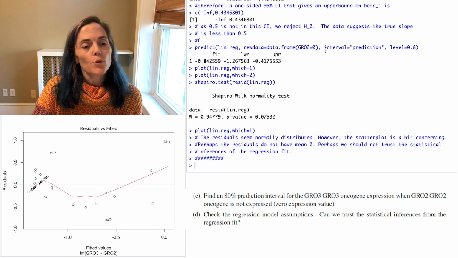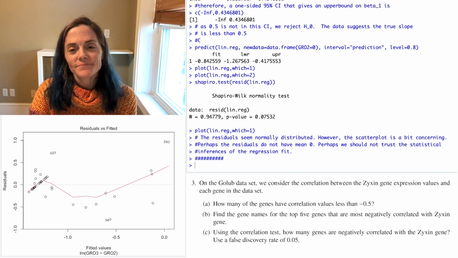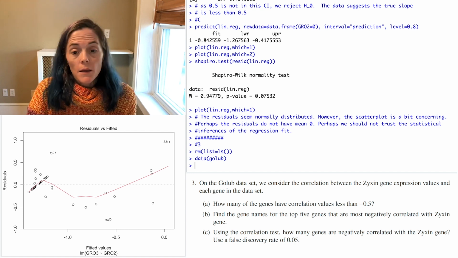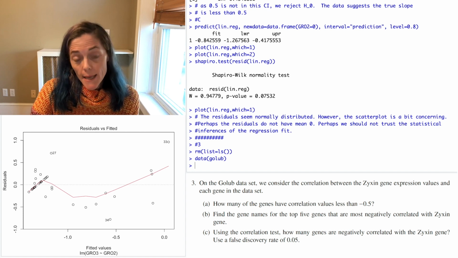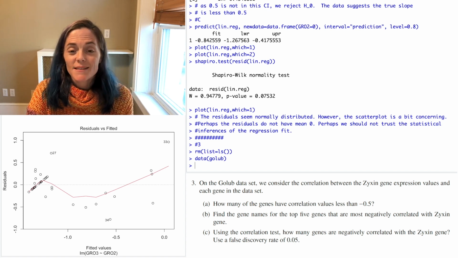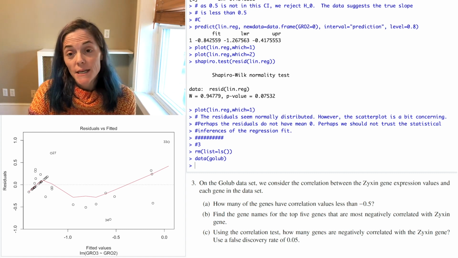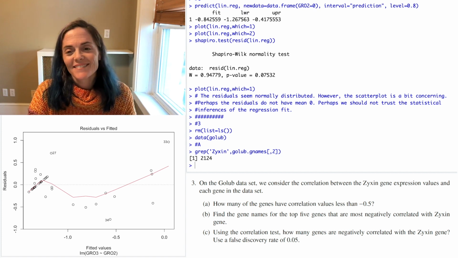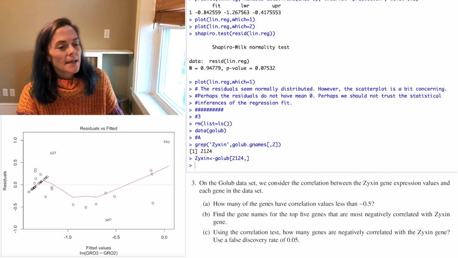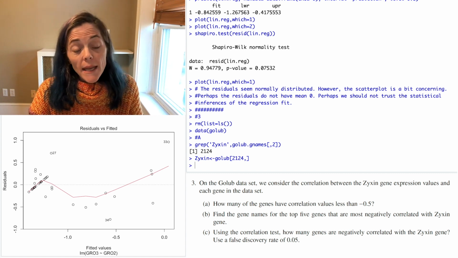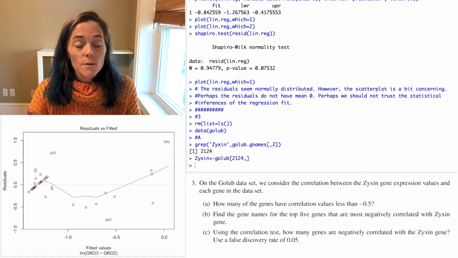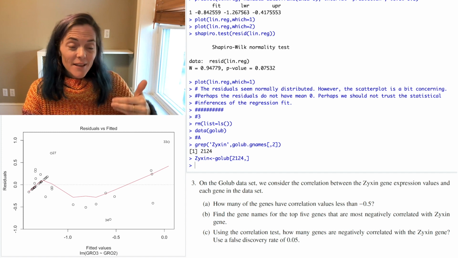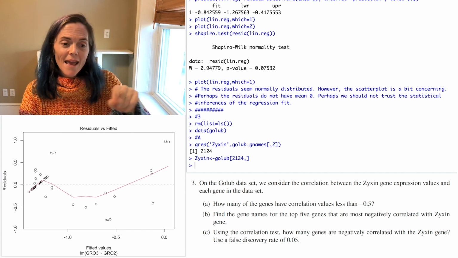Now, we can move on to number 3. We are still working with the Golub data. Here, we want the ZYXIN gene expression values. So we can look in Golub.gnames in the second column. We see the row is 2124. Okay, now what is it that we want here? How many of the genes have correlation values less than minus 0.5? These would be genes that are highly negatively correlated to ZYXIN.